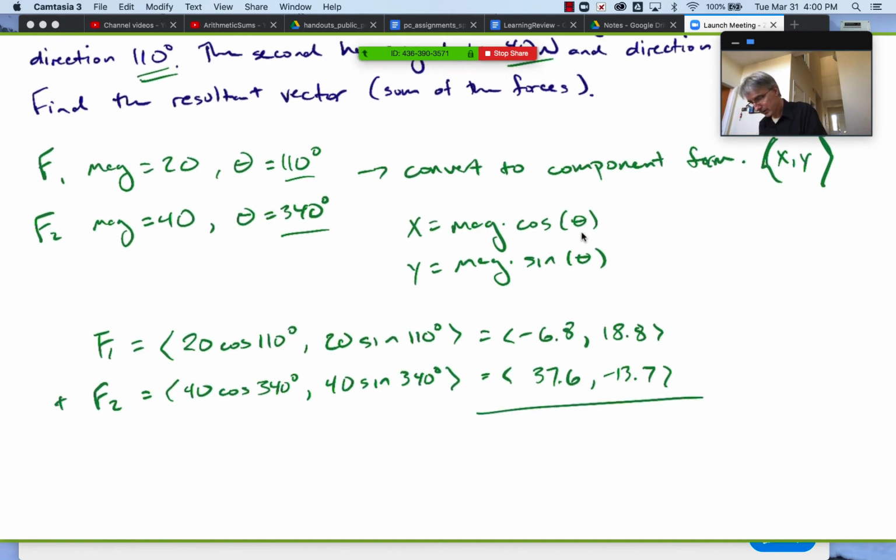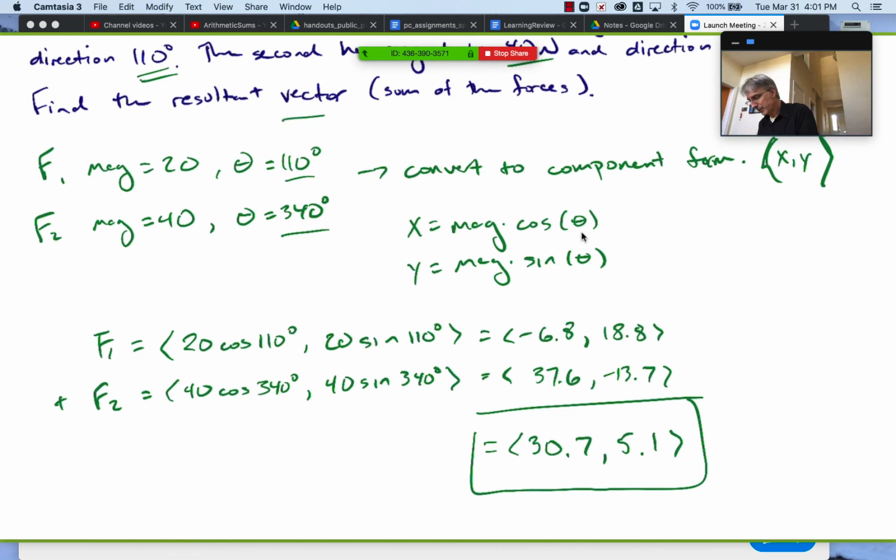And to answer the question, I just need to add these two things together. And now that I have it in component form, the addition is pretty trivial, because it's just add the x parts together and add the y parts together. So here I'm getting 30.7, and then 5.1. And that would be my final answer.